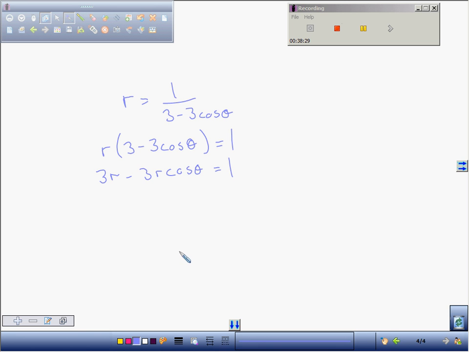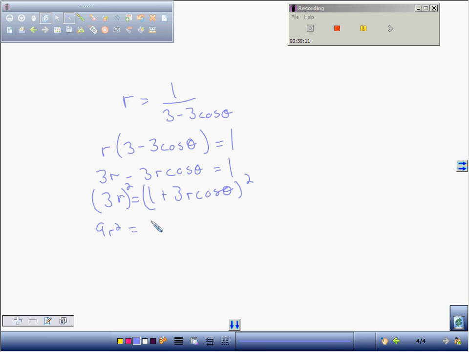And then, what do I do here? This is where it gets kind of tricky. What they tell you to do here is bring this onto this side. So I'm going to write this as 3R equals 1 plus 3R cosine theta. And then I'm going to square both sides. Okay? Square both sides. And so this gives you 9R squared.